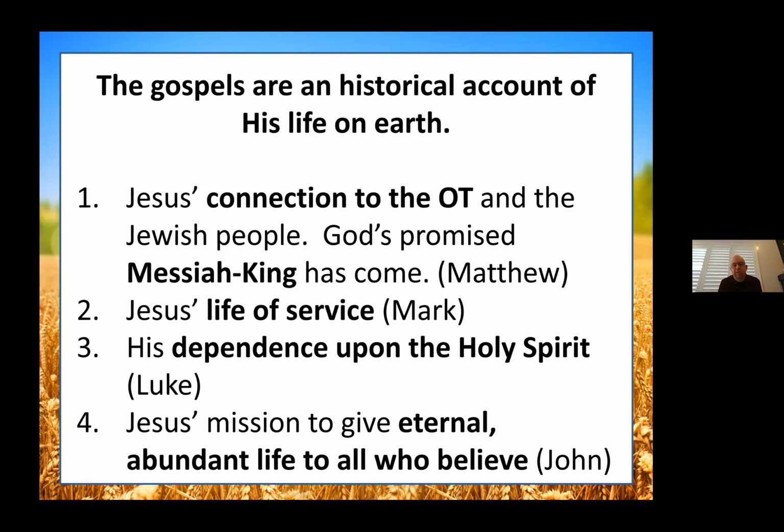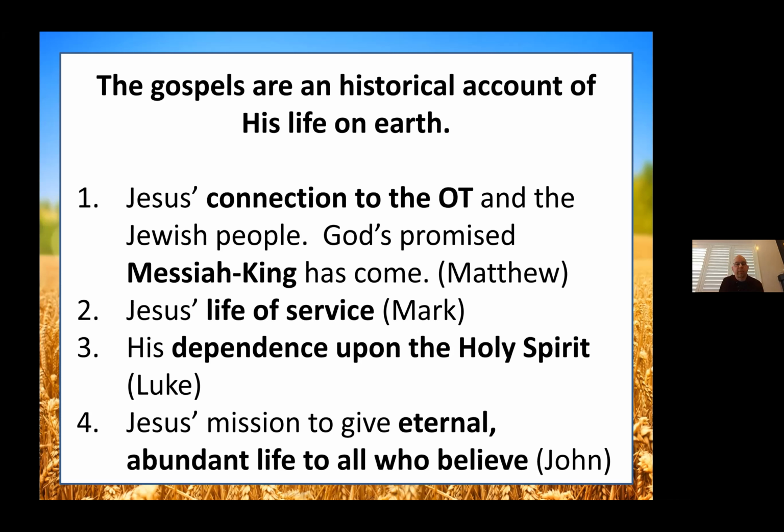Luke sees him in dependence upon the Holy Spirit in all that he did, even though he was God. And Luke is the example to the early church and to us of how to live the Christian life in dependence upon the Spirit of God. And we'll look at that a little later.